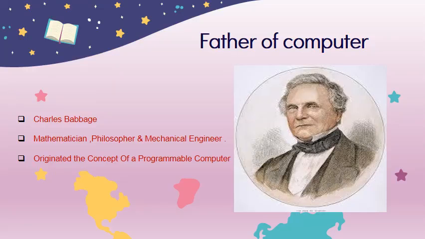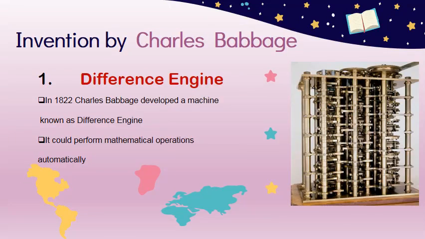Charles Babbage is known as the father of computer. He was a mathematician, philosopher, and mechanical engineer. He evolved the concept of the programmable computer. Babbage developed a machine in 1822 known as the difference engine. This machine could perform mathematical operations automatically.